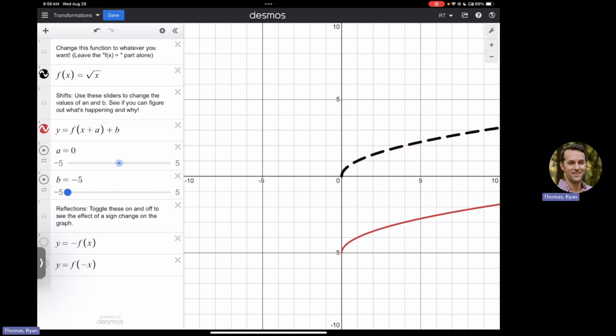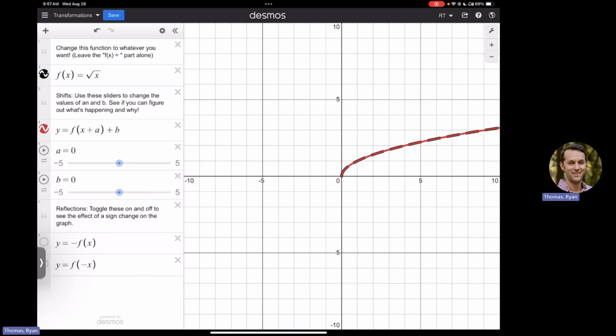B is -5, so we're subtracting 5 now. Again, the graph shifts or translates, but now it's moving down. Again, how far it moves corresponds directly to what that value is. Subtracting 5 moves it down 5, adding 5 moves it up 5. So the vertical shift or the vertical translation is a little bit more straightforward because it does kind of exactly what it looks like it should do.